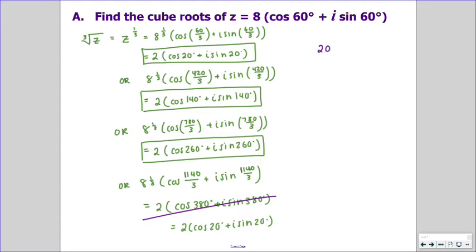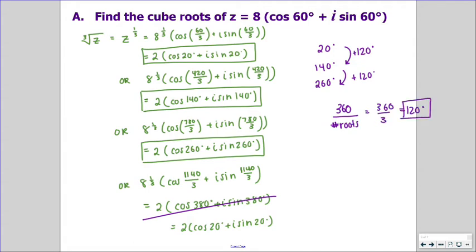So let's compare the angles that we had. 20, 140, 260. They're evenly spaced, right? What do I do to get from 20 to 140? Well, I add 120. Same thing here, I add 120. So if we can figure out how to find that spacing, then we can shortcut the way to find the roots of a complex number. So 120 just comes from 360 divided by the number of roots we're taking, right? Which in this case is 3. So we can find the spacing by just taking 360 divided by the number of roots we're looking for.